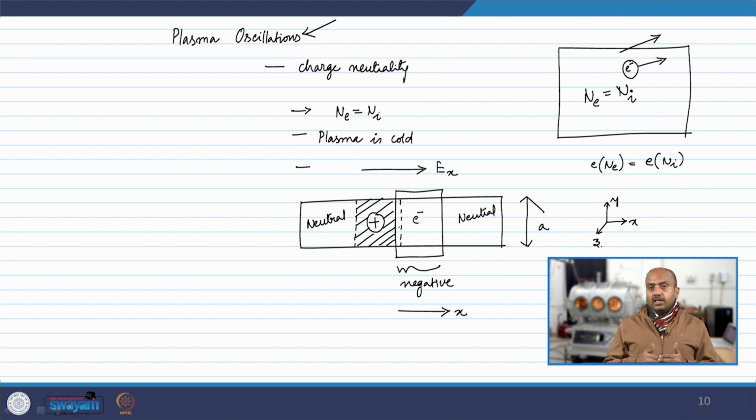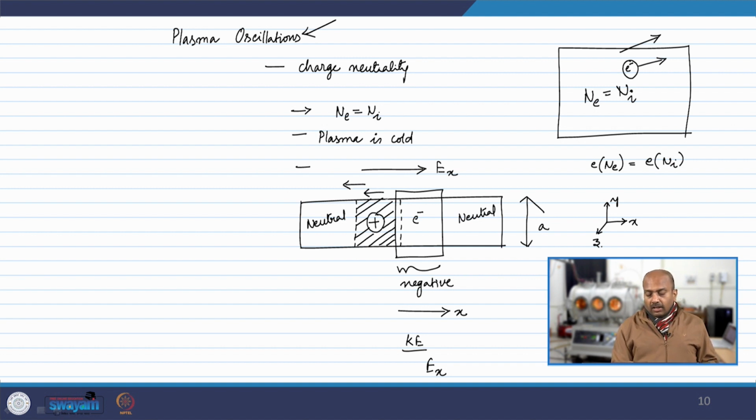Now, as the electrons are accelerated by means of the electric field, they will acquire some kinetic energy, right? So, they will acquire some kinetic energy, which is basically driven by this electric field Ex. And their inertia, because of the mass, makes them always overshoot the position where they are supposed to come back. That means they will try to come and sit here, but as a result of their velocity and inertia, they will overshoot.